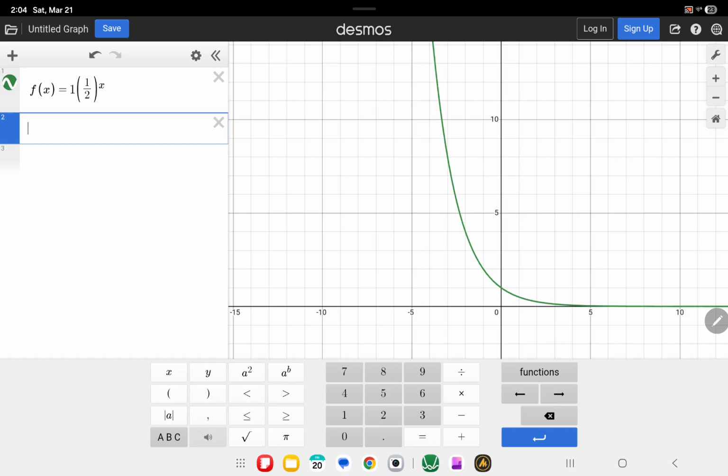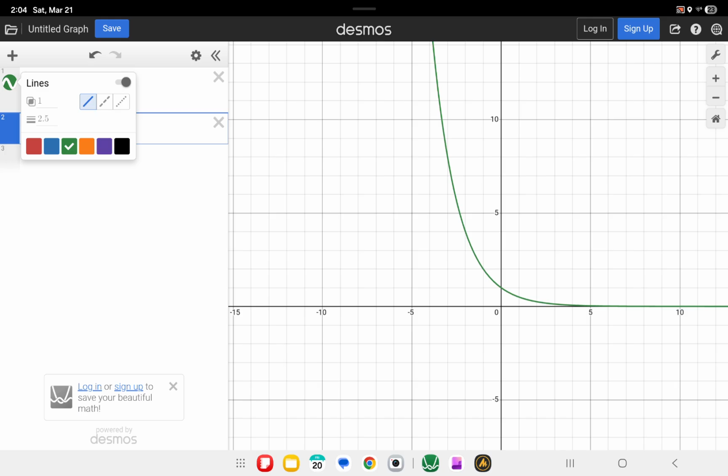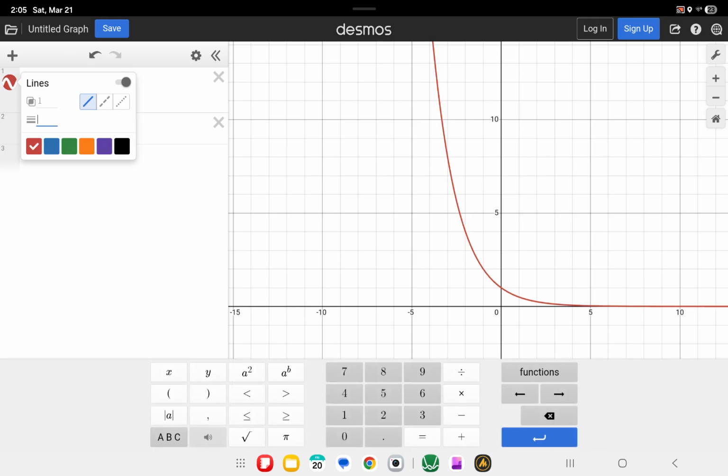Now I want to make that a red color instead. Hold on to it and turn that. And I want that to be just slightly bigger, about 4. There we go.